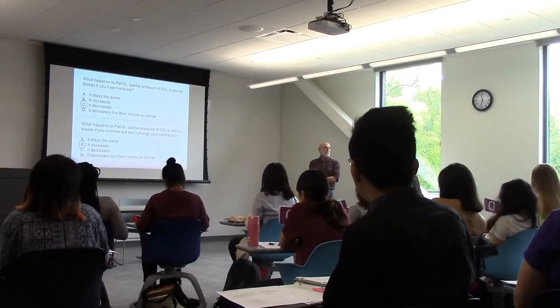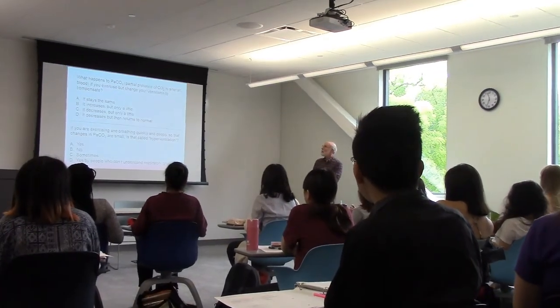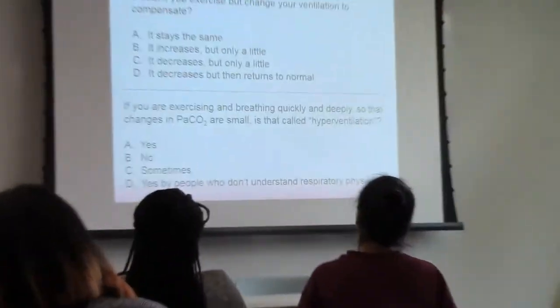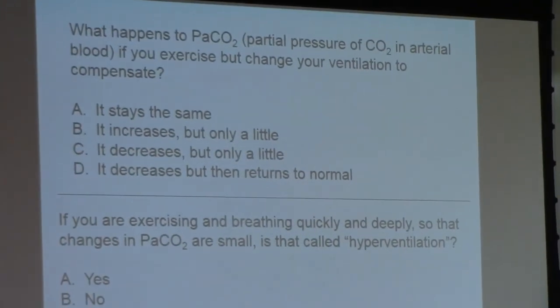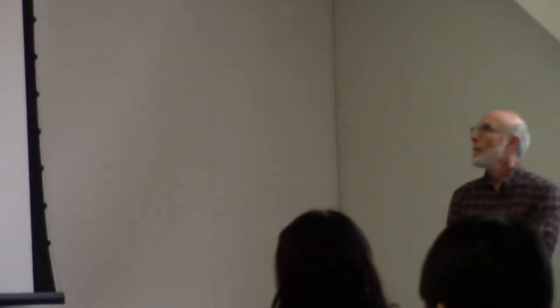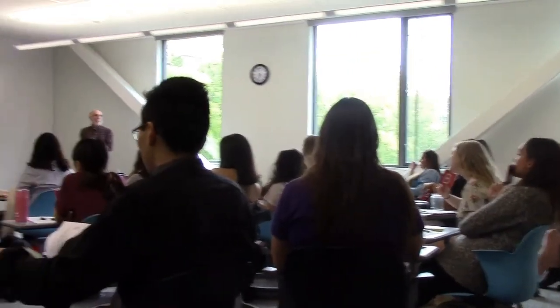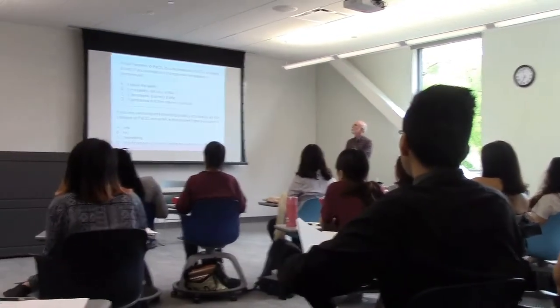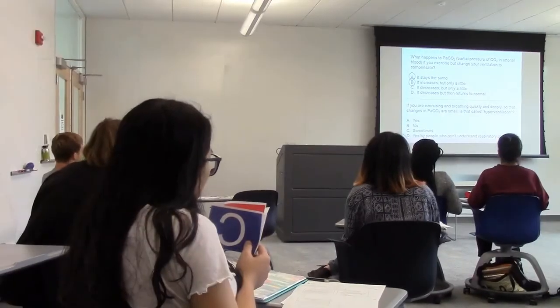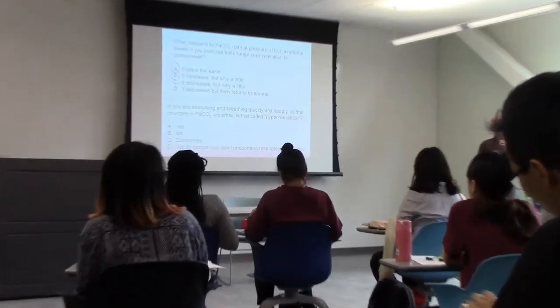Right, it goes up. Okay, what happens to the partial pressure of CO2 in arterial blood if you exercise but change your ventilation to compensate? I would accept both A and B, right? There is a slight increase, which is what tells your brain to ventilate some more. But mostly it's trying to stay the same. So both of those are correct.